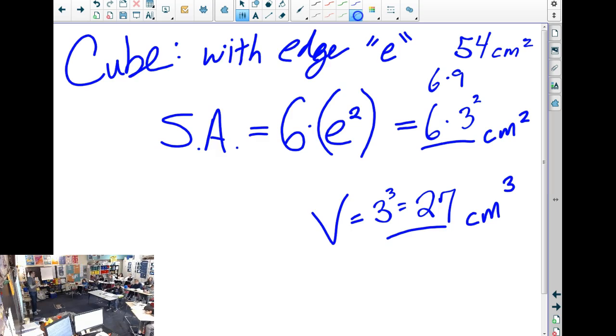I'm trying to nip some things in the bud right now because in past years I've had kids writing stuff and I'm just like, we need to think about what we're saying. You can't compare area and volume really. Cool? Does that make sense? Because they're different units.